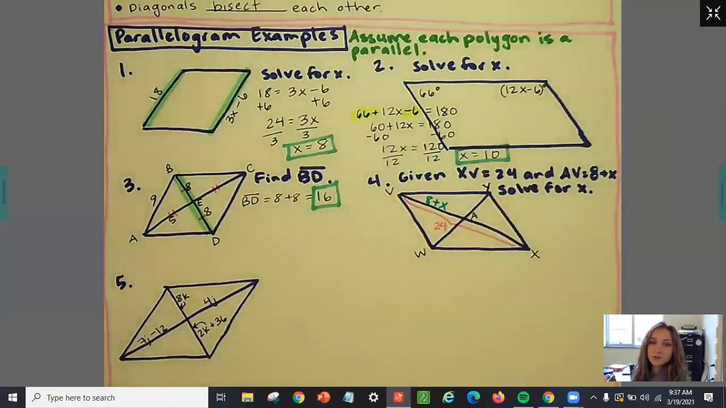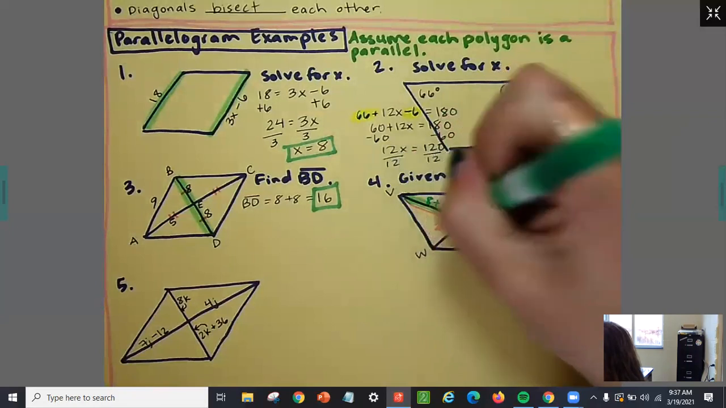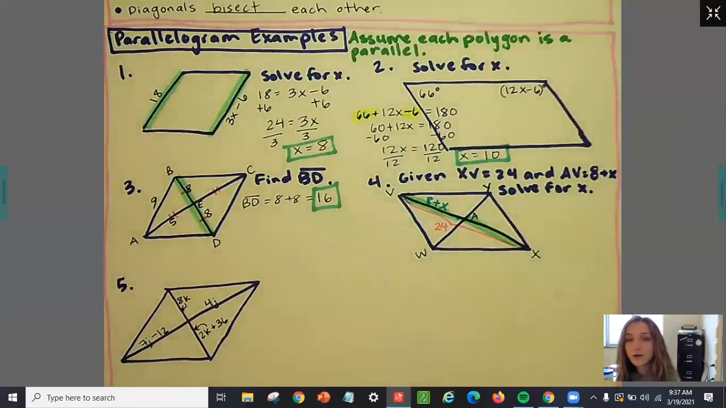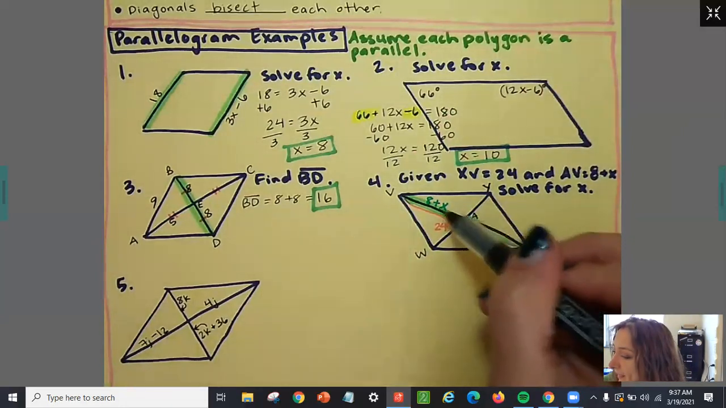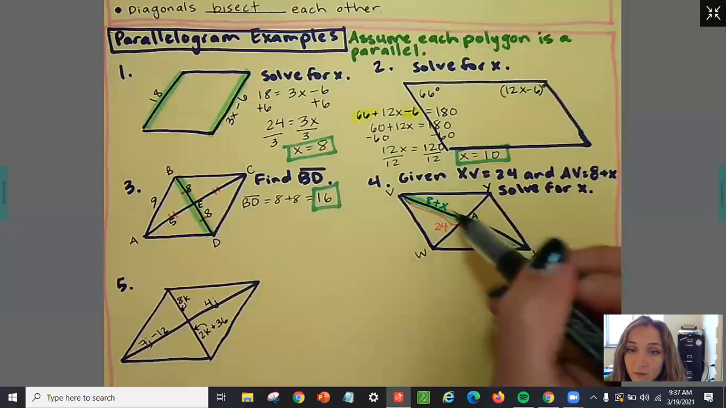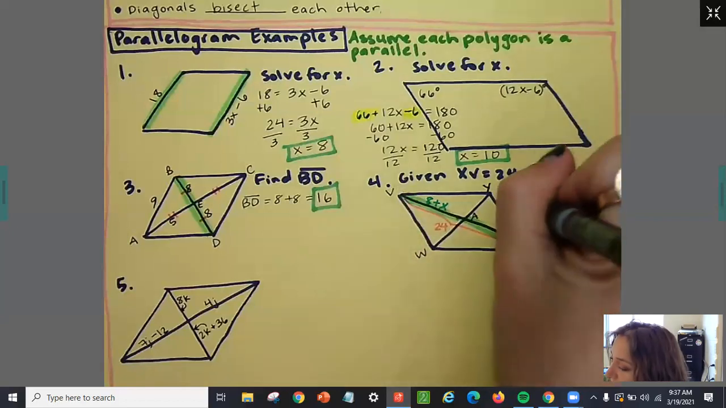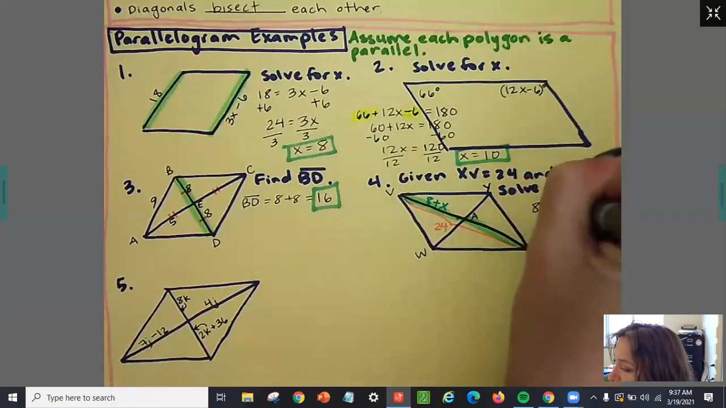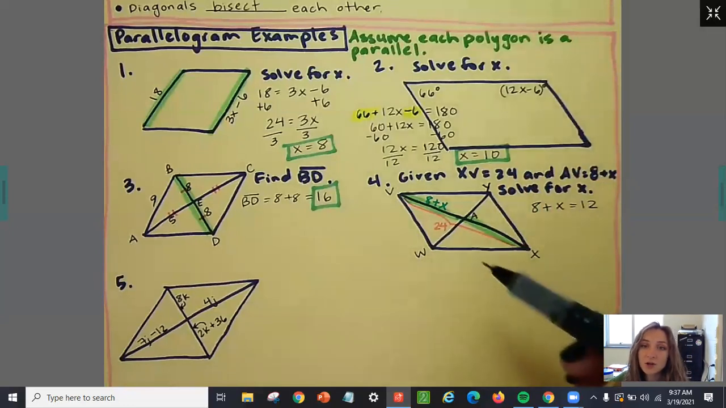Okay, now we need to use our properties of parallelograms. So we know that the diagonals bisect each other. That means that this is equal to this. Okay, we know that the whole thing is 24. So we know that one of those halves is going to be equal to half of 24. There are two different ways we could go about this. We could say that 8 plus x is going to be equal to 12 because that's half of 24. So let's do this one first. Or we could take this alternative route.